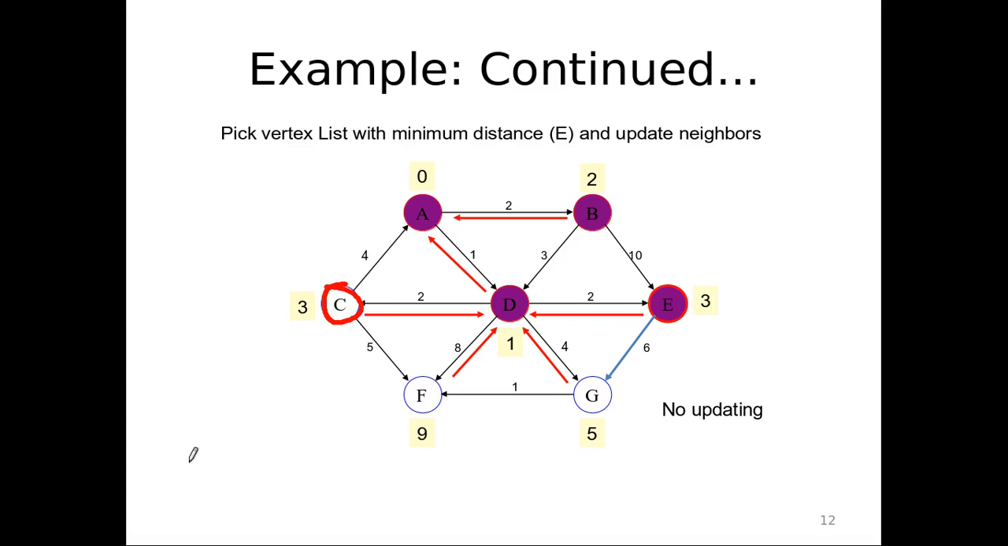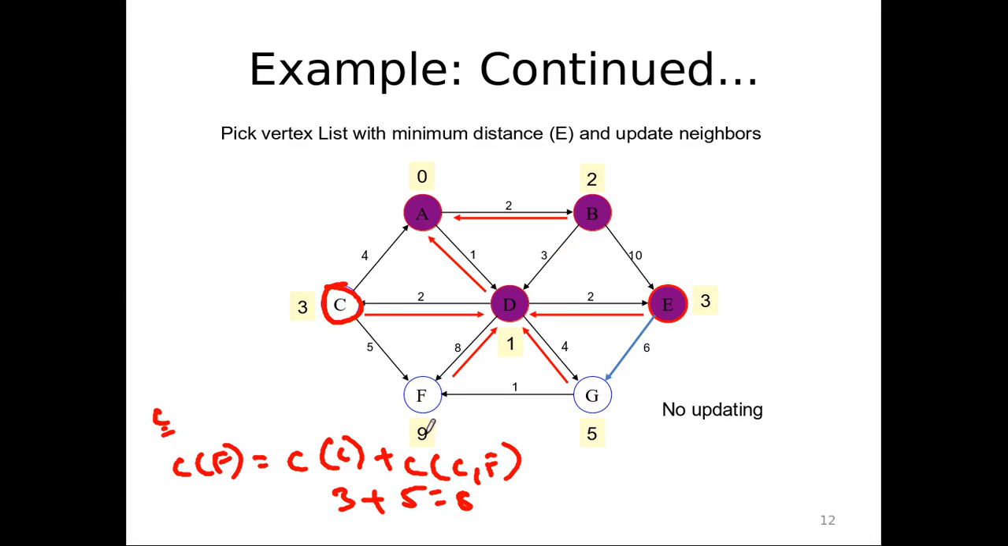Okay, let us calculate the cost of reaching F via C. It is cost of reaching C plus cost of C to F. Cost of reaching C is 3 plus cost of C to F is 5, which is 8. 8 is less than 9, so this gets updated. This arrow is removed for us, that is, previously the cost of reaching F was via D, which was 9. Now I update it to 8, and what is the parent node now? C. So this arrow gets removed, and F can be visited via C here.